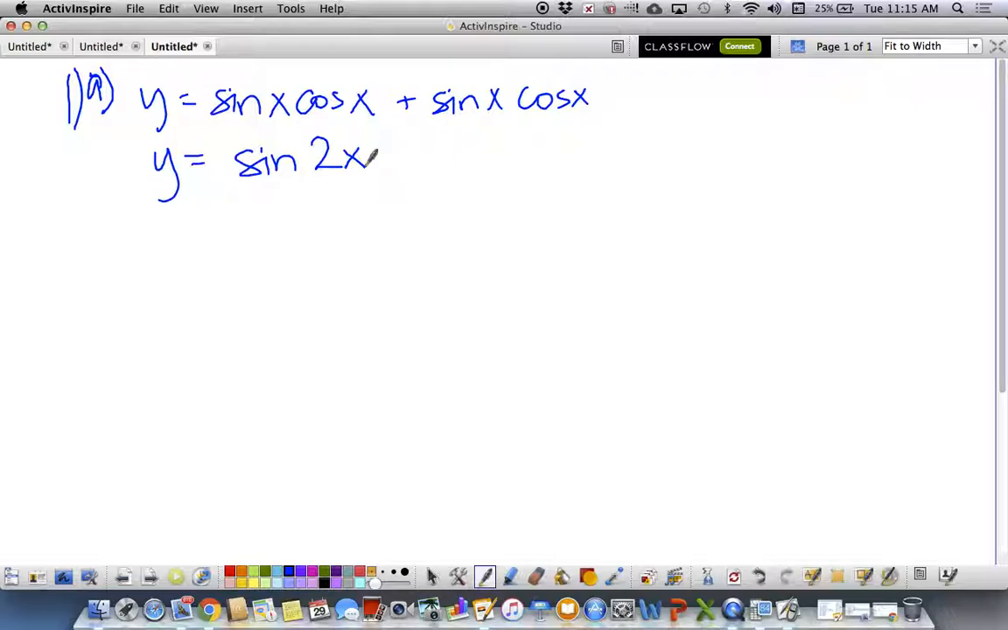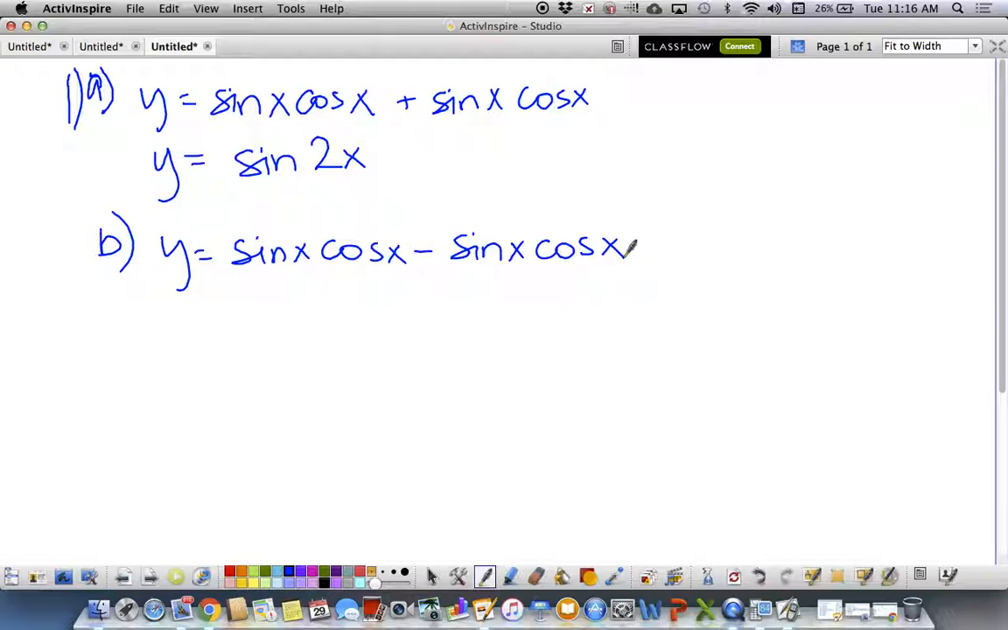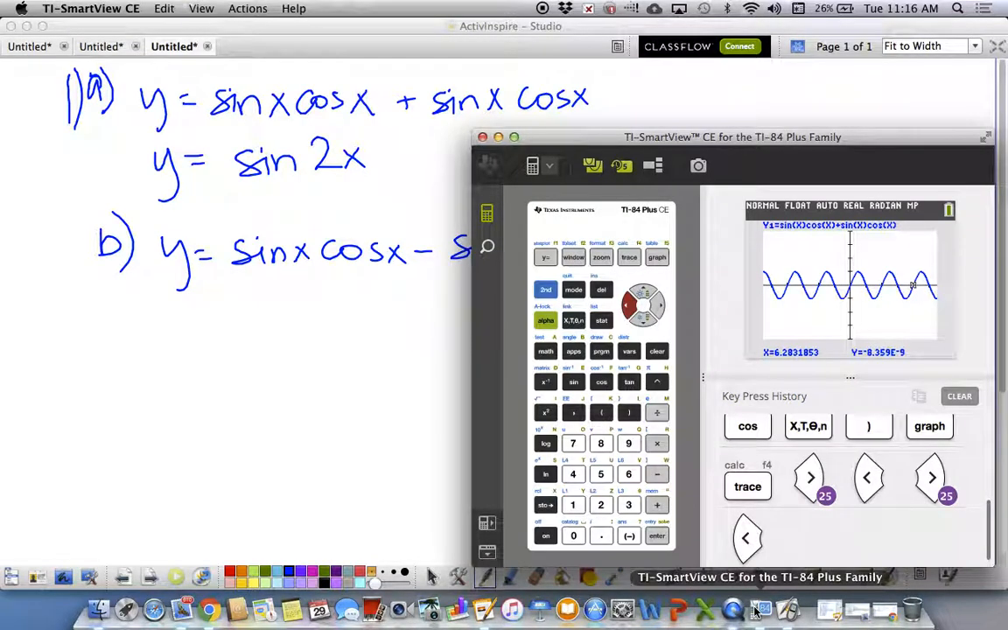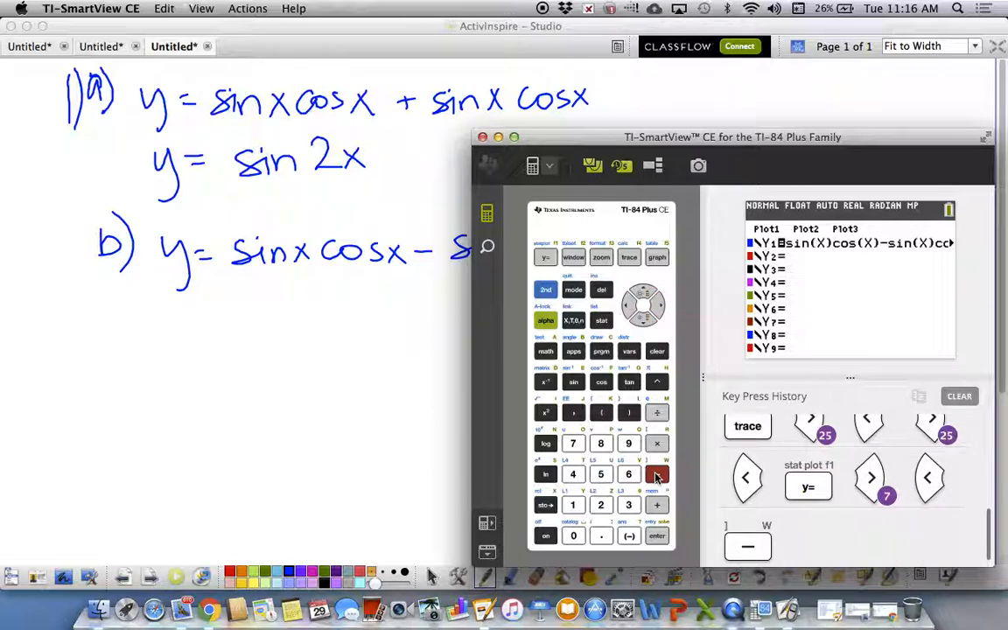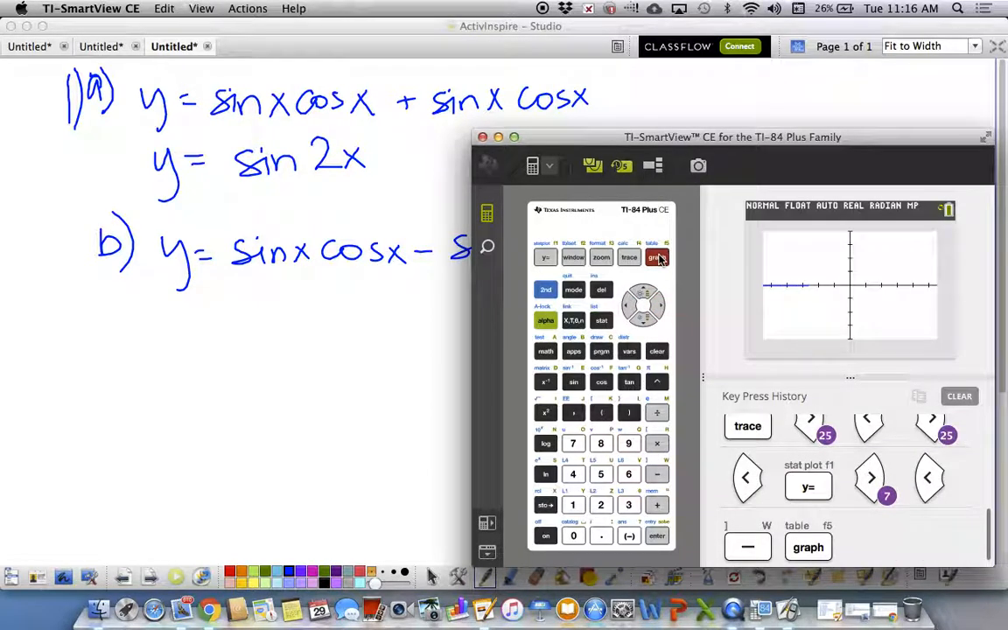All right, let's go ahead and plug in letter B. Letter B was, oh, I'm on the wrong side, y equals sine x cosine x minus sine x cosine x. So it's the same thing. All we're changing is the addition and subtraction. So I'm going back to y equals and just going over, putting a subtraction there. So I'm going to graph it.